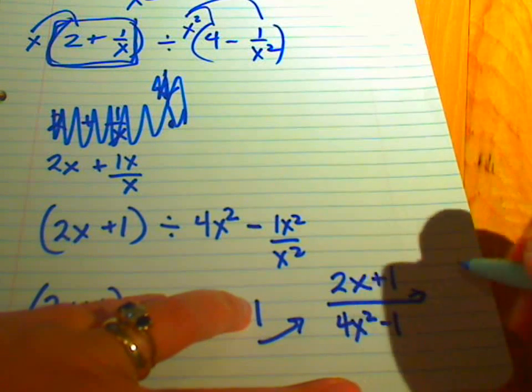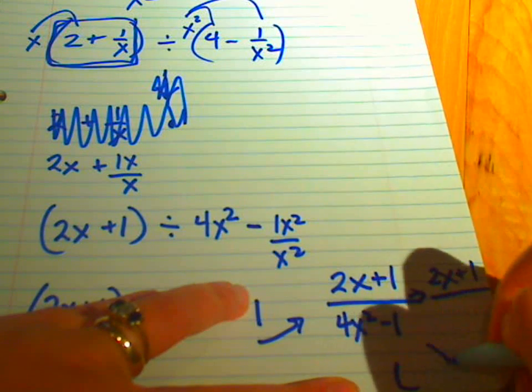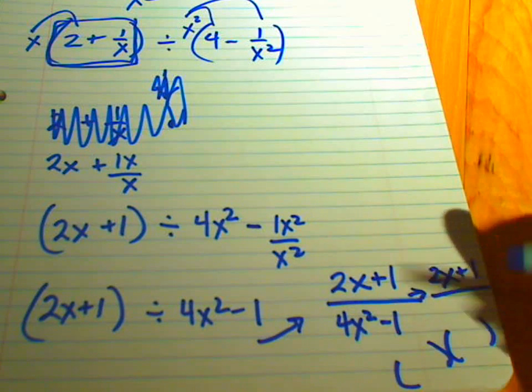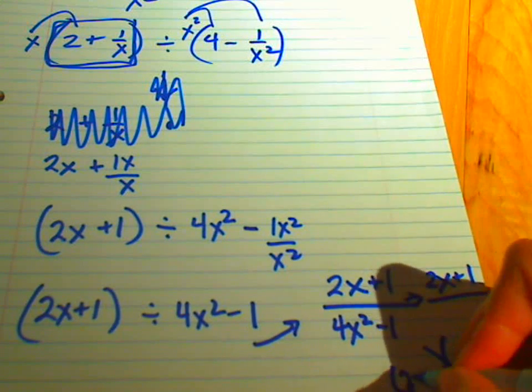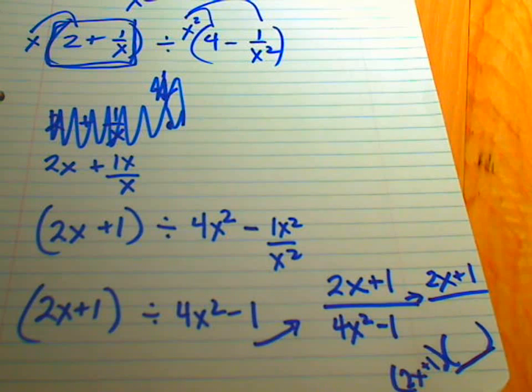Now what you need to do is leave the top the same, but you need to factor the bottom. This is that difference of squares I keep talking about, but you need to have something like 2x plus 1 here, and I'm going to leave you to figure out what that other one is. So good luck. I apologize for any confusion, and let me know if you need more help.